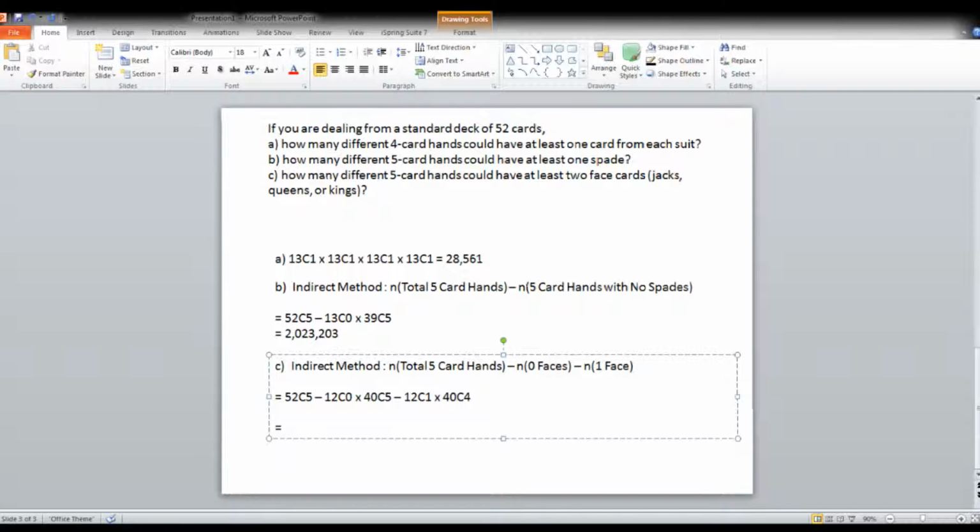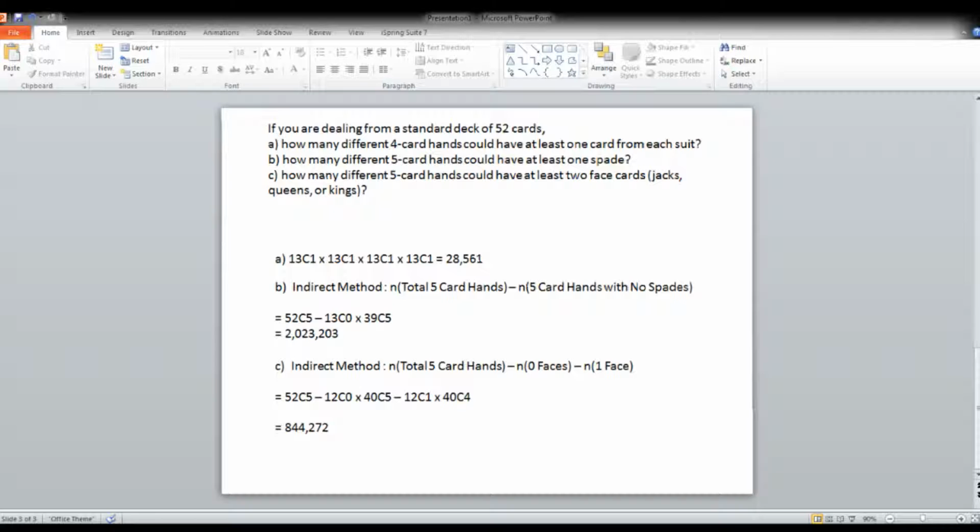I'm going to just do this all in one shot here. So 52 choose 5 minus 40 choose 5. You don't have to do the 12 choose 0 part because it's just 1. And then minus 12 choose 1 times 40 choose 4. You have to deal with that 12 choose 1, it's just 12. There's 12 ways to choose one thing. And then I wound up with the number here of 844,272. And that's all there is to it.